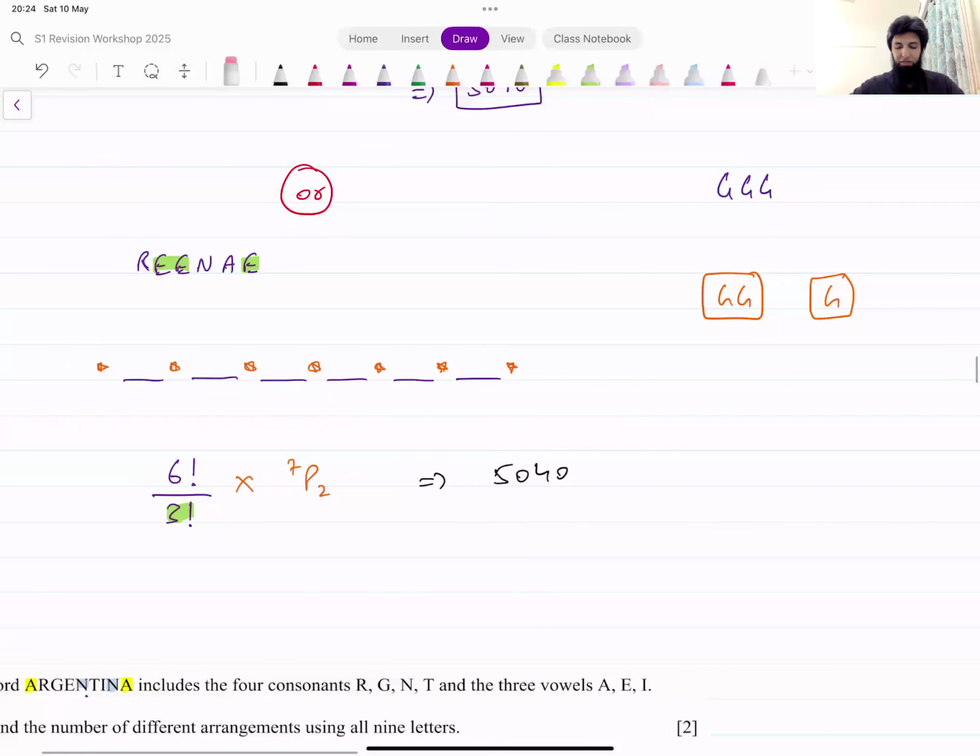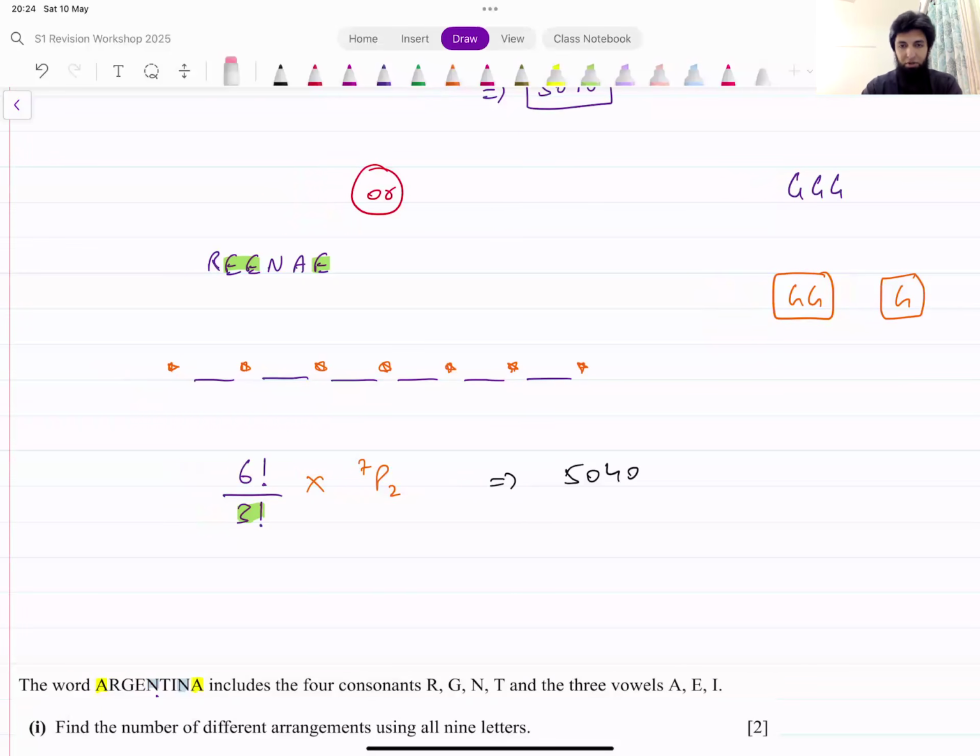So if you want exactly two G's together, you put two G's in one box, put the third G in another box, and then you make sure that these two boxes do not come next to each other. That will ensure that you have exactly two G's together and not three G's, and you will get that case like this. Okay. Other questions at the end?